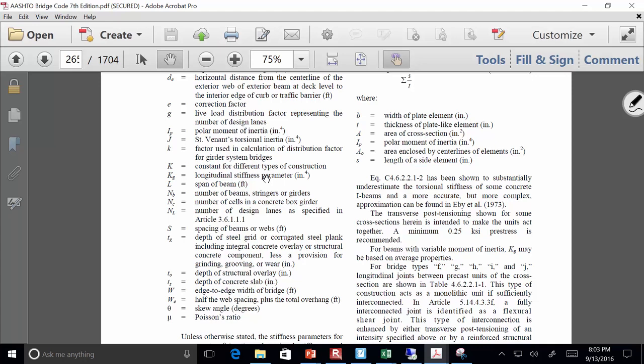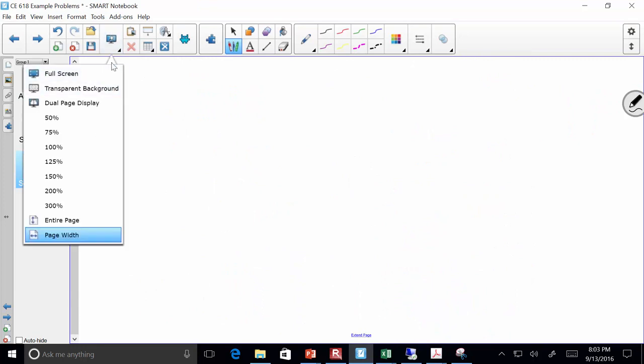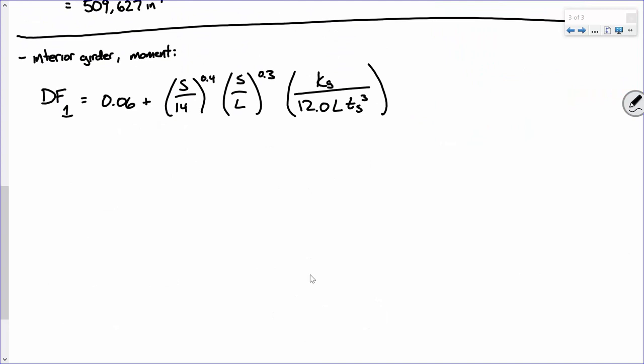Does everybody see that? In fact, they're spelling that out because, for instance, this 12 right here is essentially a unit conversion. This is going to be inches to the fourth, this is going to be inches to the third, and this is in feet. So you multiply it by 12 to get inches. That's where that 12 comes from. All right? So plug and chug.